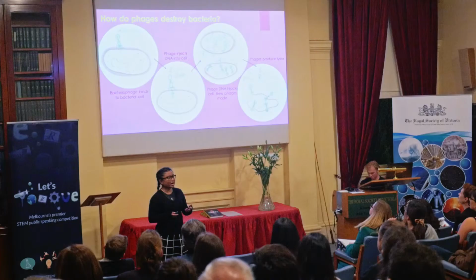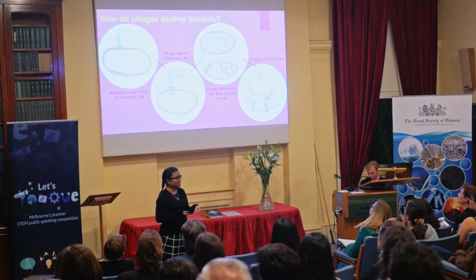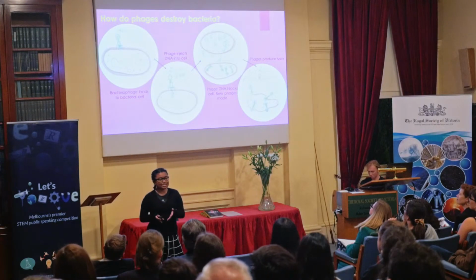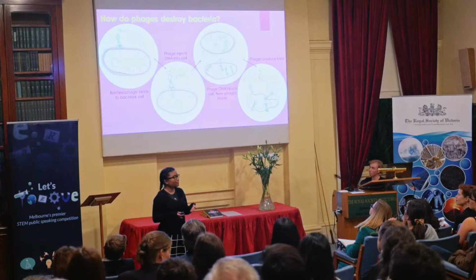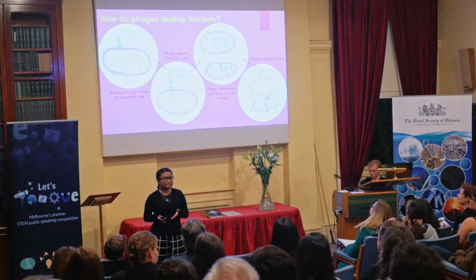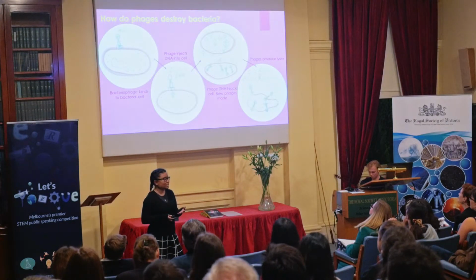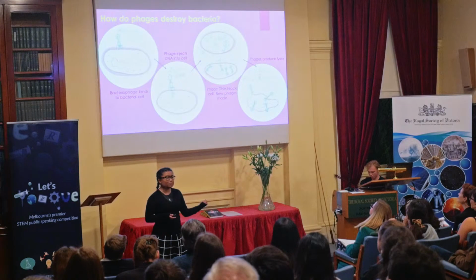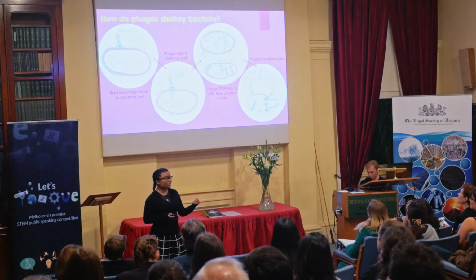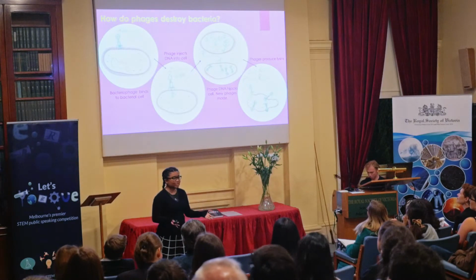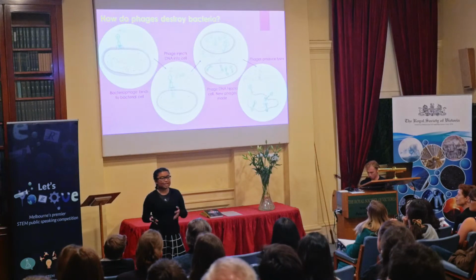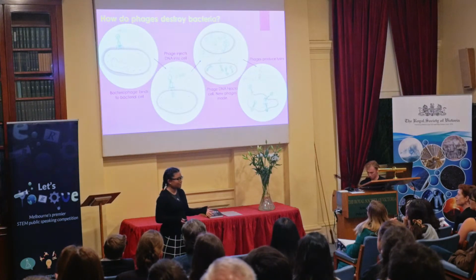First, a phage will bind to the surface of a bacterial cell, then inject its DNA into the cell, basically hijacking it and forcing it to produce more phages. These phages produce proteins called lysins, which punch holes in the bacterial cell wall and cause the bacterial cell to lyse or burst. New phages are released and they can go on to infect more bacteria.